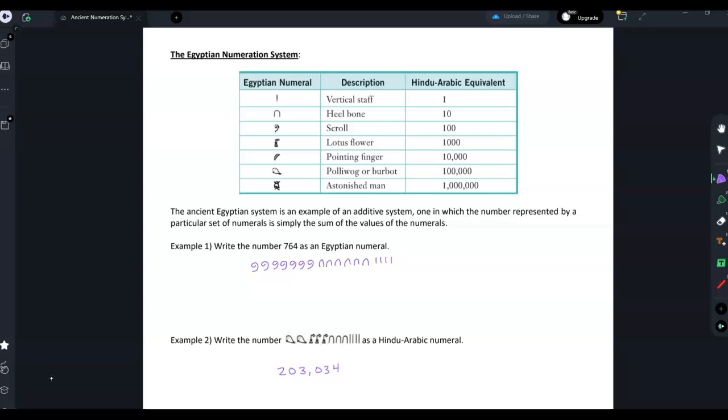So this is a fun example. I really like the symbols in the Egyptian system. It would be a fun activity to do with students to incorporate a little art or a little history in with your number systems.